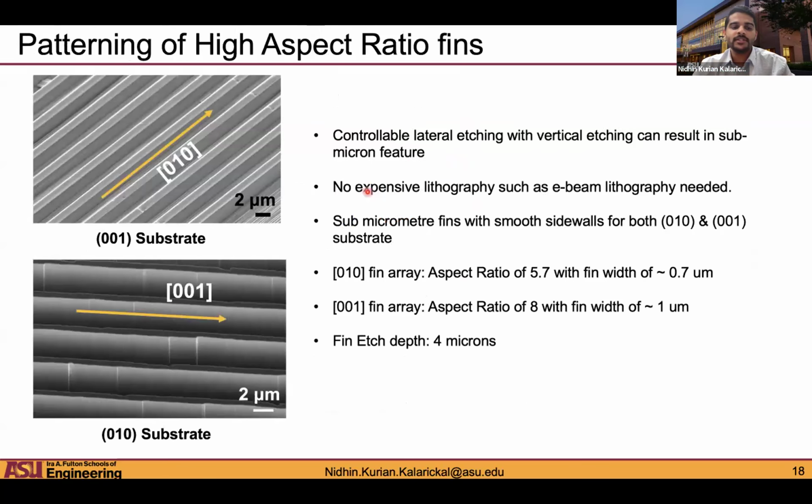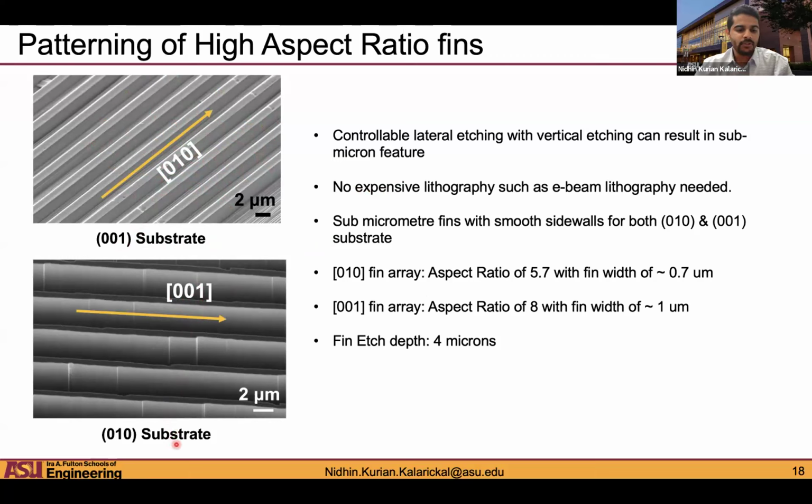So we've used this understanding to fabricate some high aspect ratio fin structures on both the 010 and the 001 substrates. On the top, I'm showing a high aspect ratio fin array that we fabricated using this technique on a 010 gallium oxide substrate. And you can see that the fins are nicely arranged with very smooth sidewalls, right?